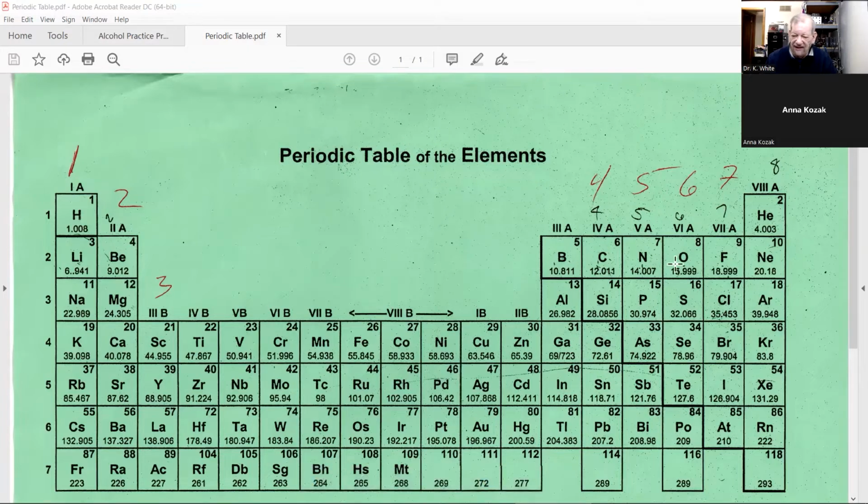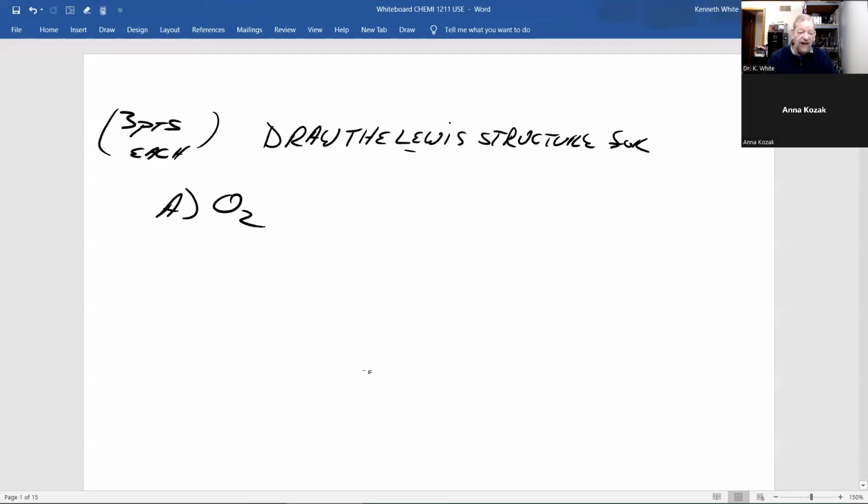And if you look on the periodic table, above oxygen, you'll see the number 6. That means oxygen has 6 valence electrons. So we have oxygen with 6 valence electrons. And if we draw the Lewis structure for each oxygen atom, remember, dot on one side before pairing up for elements. That's not true for molecules.